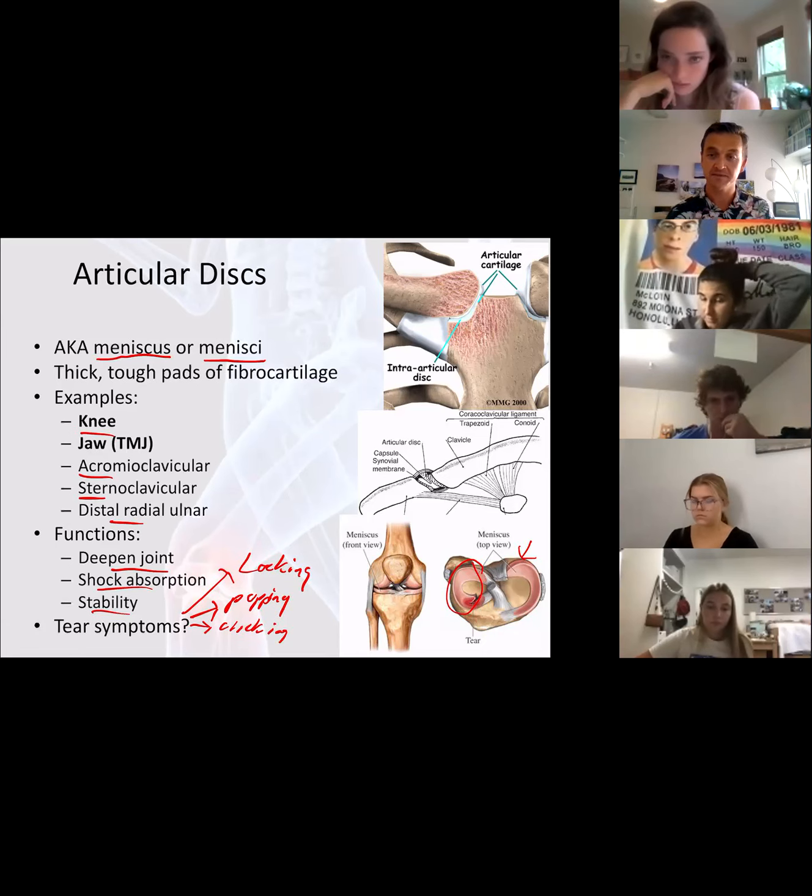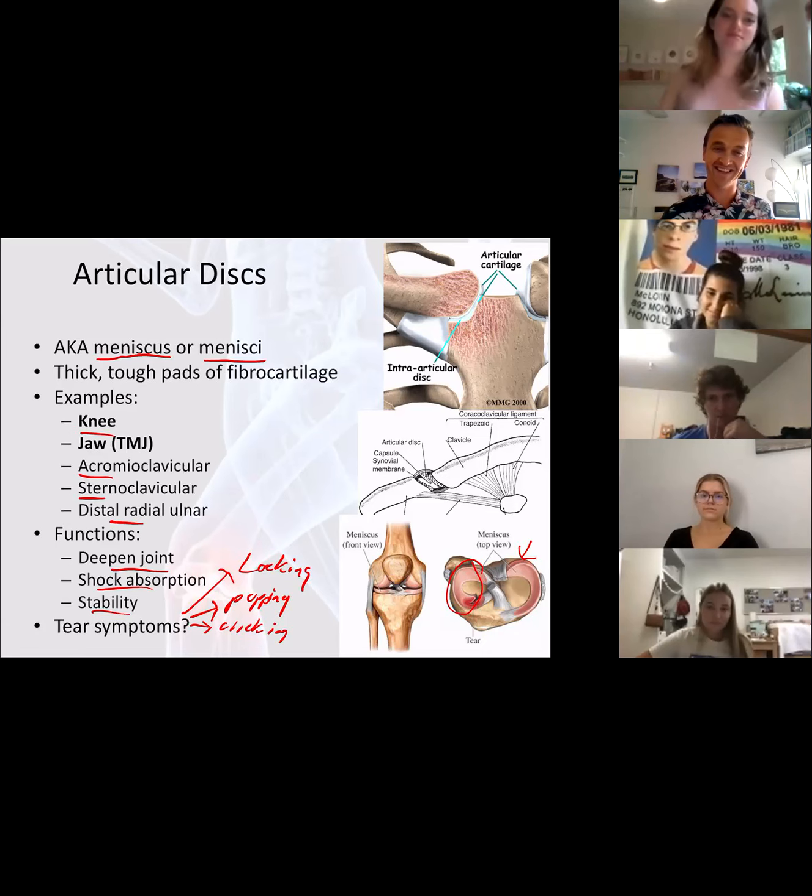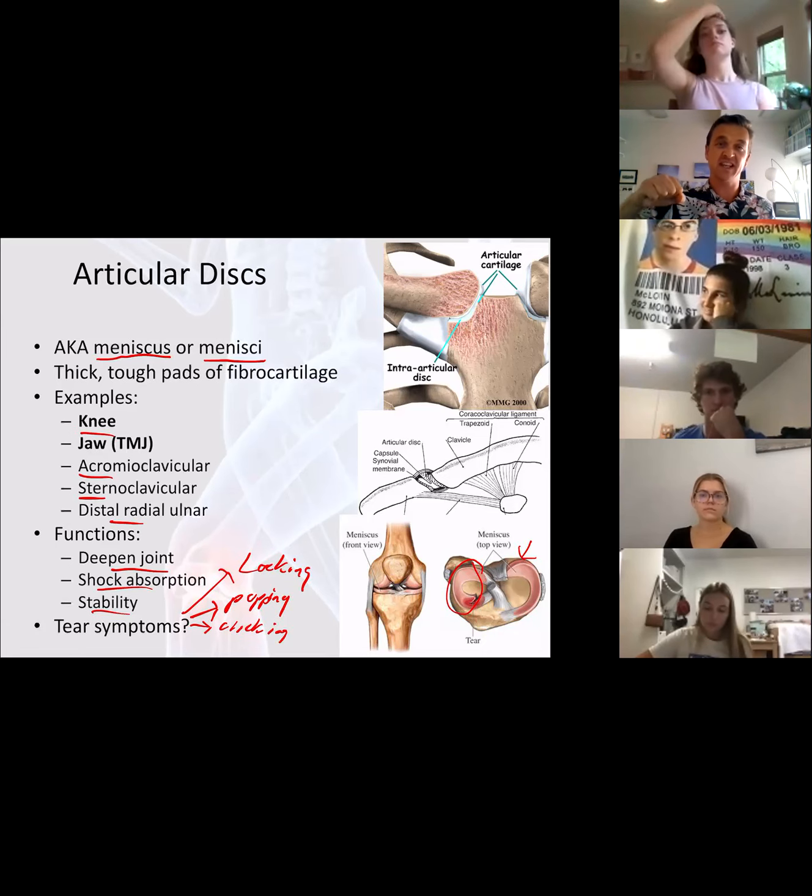All right, questions on that? Everybody's moving their joints around now, catching that little click and pop. But yeah, it's different when you just have a little bit of a pop versus it actually catches and kind of locks.